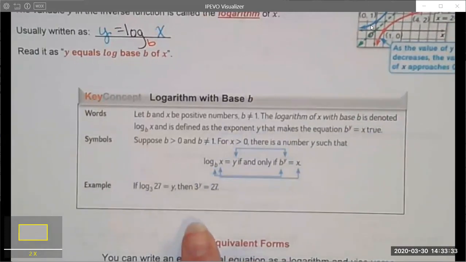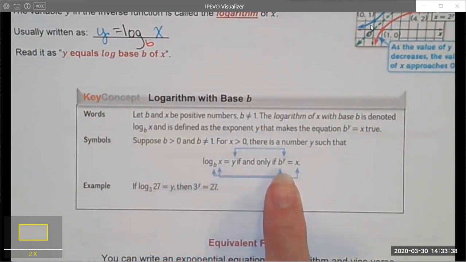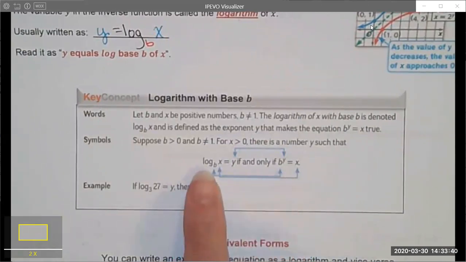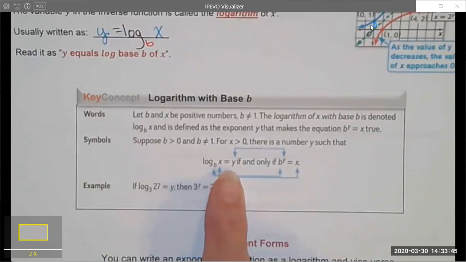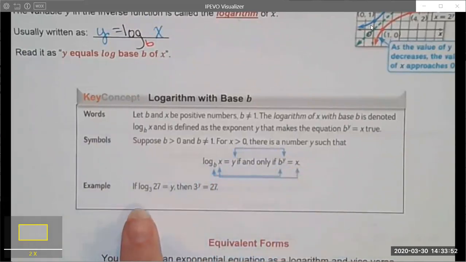Here's the textbook's blurb about what a logarithm is. And it says basically the same thing that we just talked about. Log base b of x equals y if and only if that base raised to the y power gives you a value of x. An example would be this one. Let's start over here. 3 to what power gives us 27? Well, we happen to know that that's a 3. That can be written as log base 3 of 27 equals y.